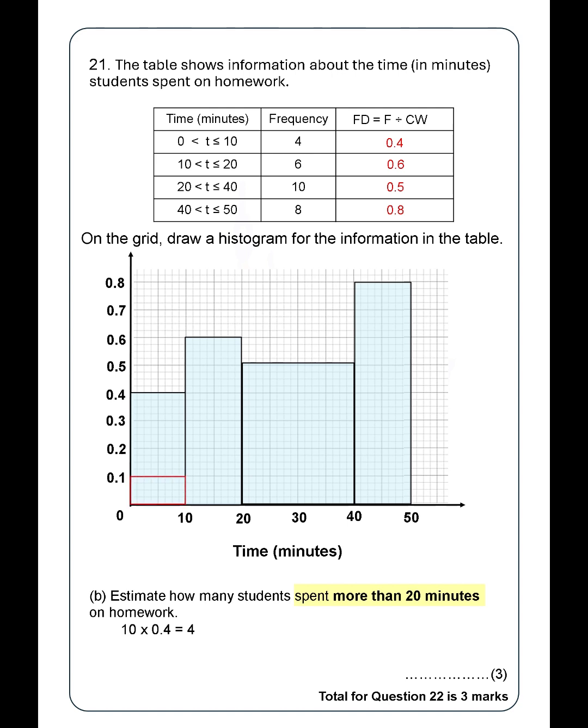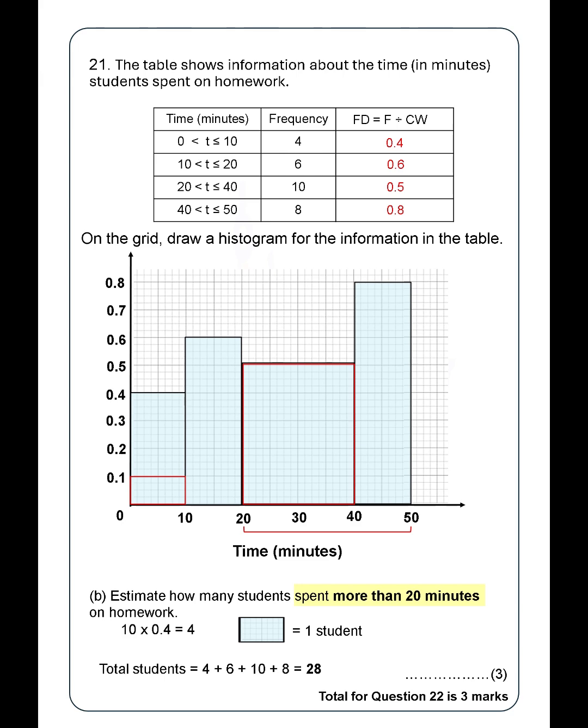Now, if you pay close attention to the red rectangle, the two squares represent one student. So we can work out the total students. Total students: 4 plus 6 plus 10 plus 8 equals 28. The question says students that spend more than 20 minutes. So we need the class widths between 20 and 50.